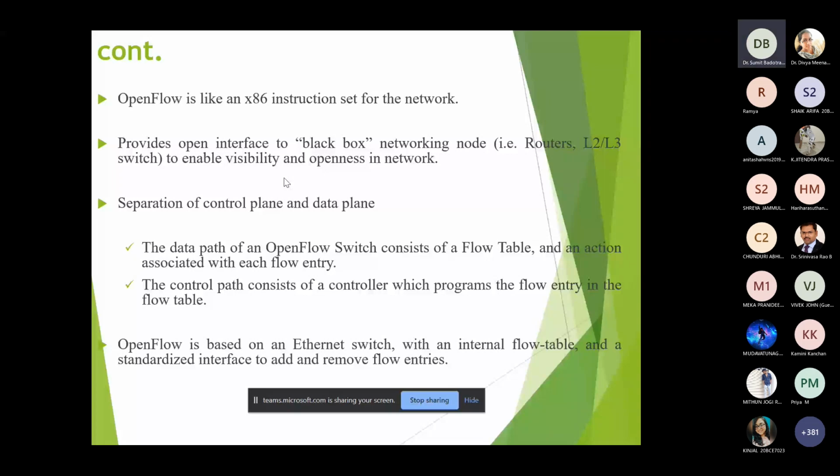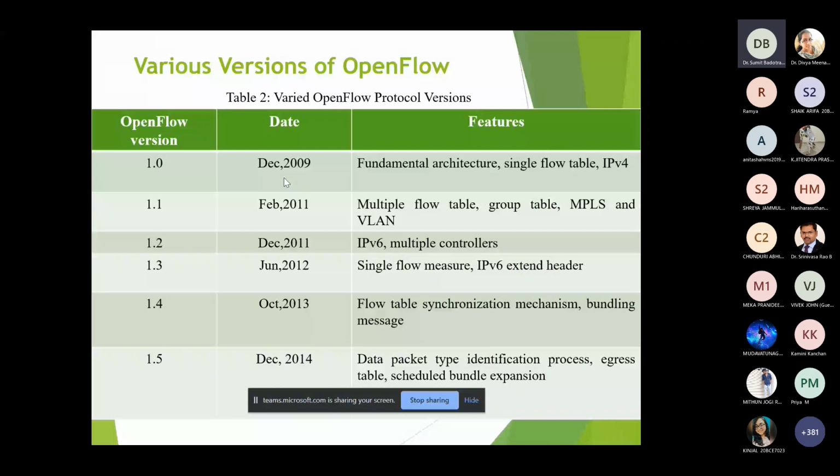So various versions of OpenFlow switch are also available. OpenFlow version 1.0, and right now the latest is 1.6, but it is not yet released, so it is not a stable version. The stable version is still 1.5 only. With the pace of time, they're having more features available, because previously the very first version, OpenFlow version 1.0, had this fundamental architecture, single flow table and IPv4 protocol. But now in OpenFlow version 1.5, data packet identification process is also there, and scheduled bundle expression. Along with that, it also supports IPv6 protocol.